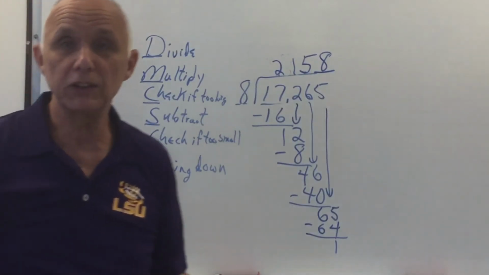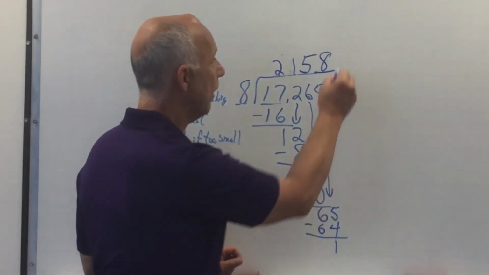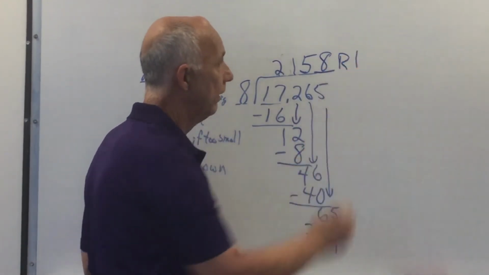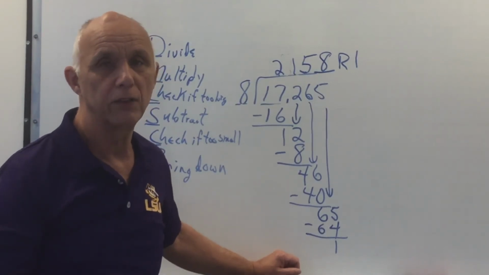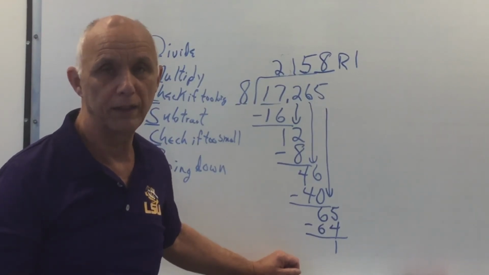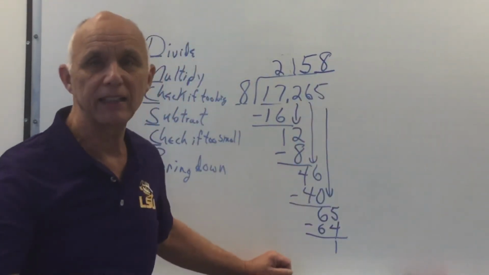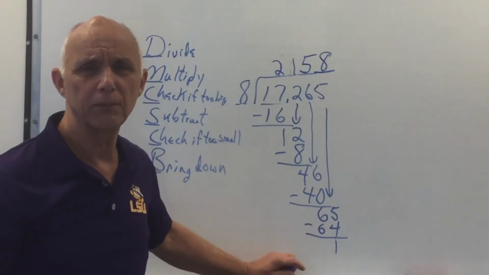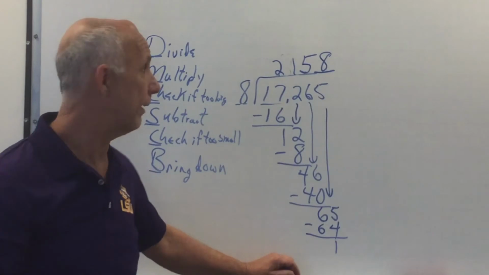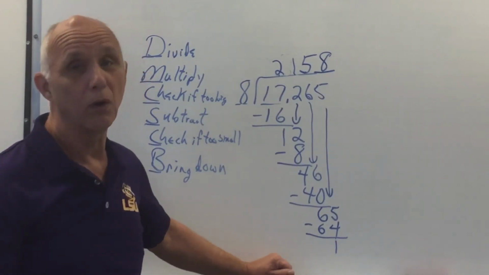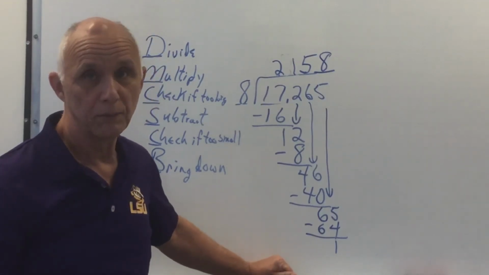So now I'm finished. However, when you were in 4th grade, you learned to write R1, which stood for remainder 1. In my class, we don't write the remainder as just R1. Because in real life, if you had to take this answer and add it to something, or subtract it from something, or multiply it times something, you wouldn't be able to multiply times 2,158 R1. So I have to make the 1 something that I can use.